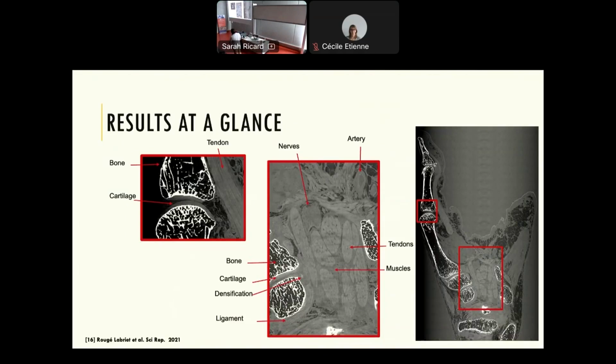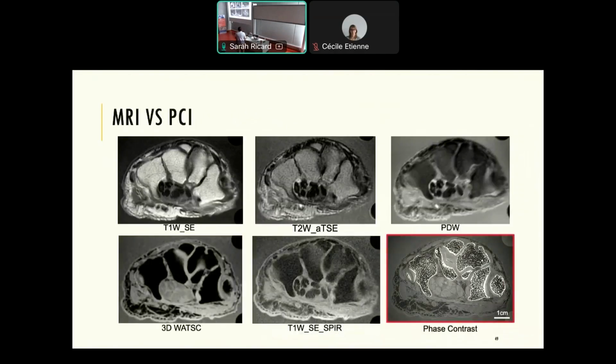What is interesting here, in this image, is that you see all the different tissues. You see the bone. You see this trabecular aspect, but also the cartilage. You see the tendons, you see actually the fibers of the tendons. What is interesting also is to see the nerves that are difficult to see here in the carpal canal. And you see some of the microcalcifications.